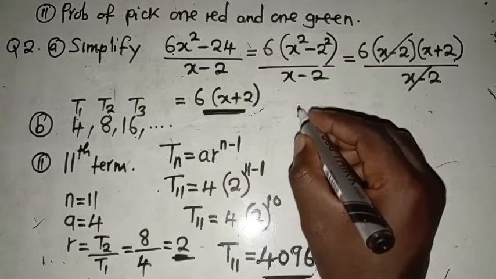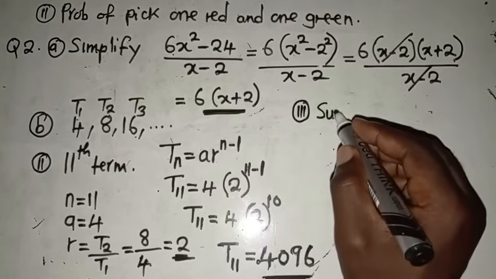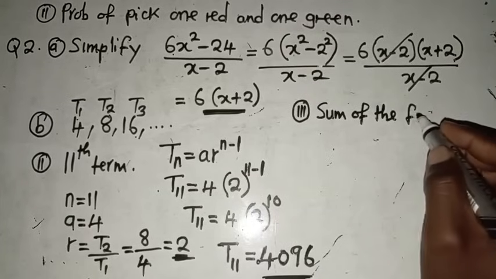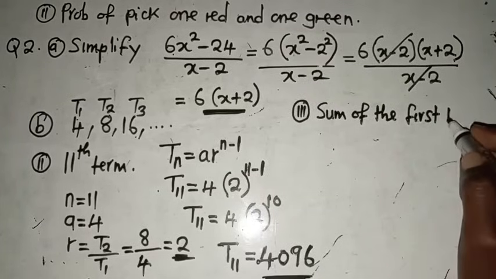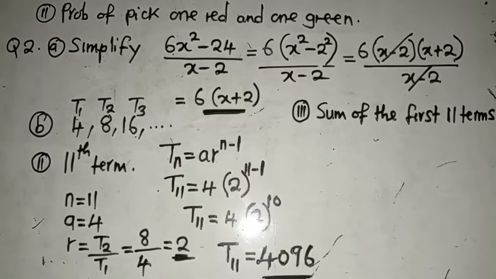Then question 3 under this was telling me to find the sum of the first 11 terms. You want to find the sum of the first 11 terms. How can you find the sum of the first 11 terms?